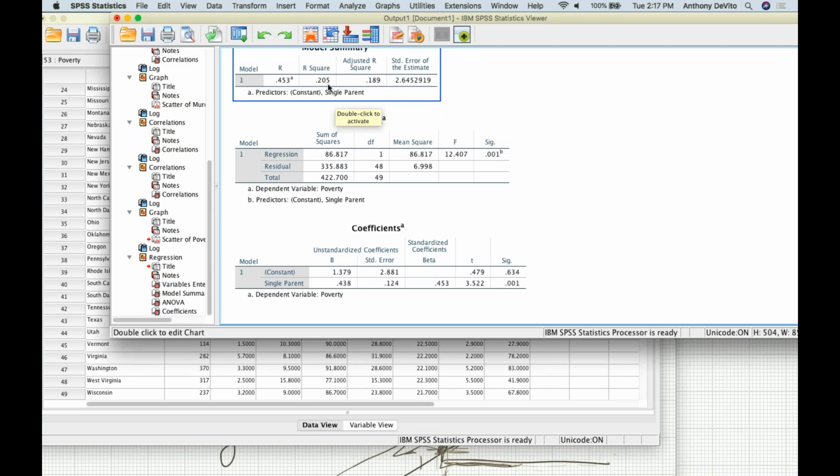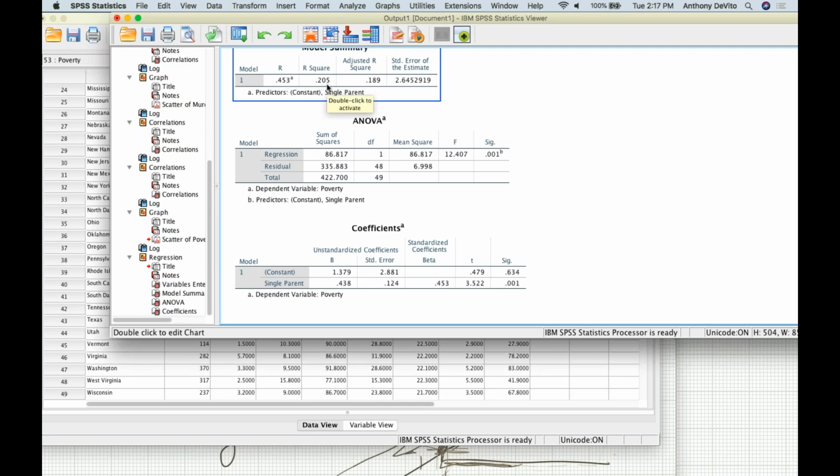It also gives you a value called R squared. I'm not going to go into a lot of detail on why or how we arrive at this conclusion, but R squared is just 0.453 times 0.453. There are other ways to calculate R squared that come up with basically the same number, right? You get it just by taking R and squaring it.